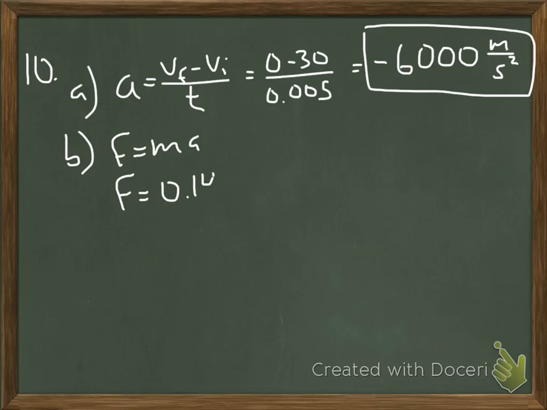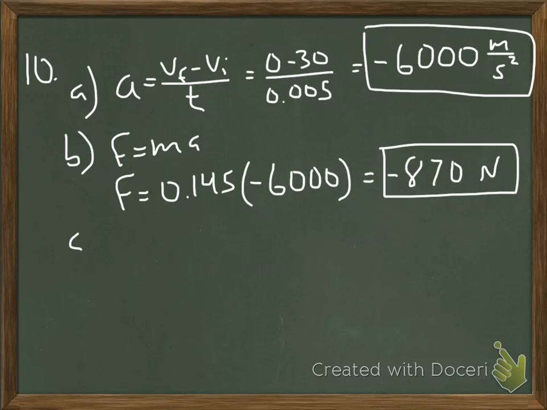Part B, the force acting on the baseball. Well, I have my acceleration, and I have the mass given in the problem, F equals ma. Plug those in, and I can find the force on the baseball. The reason I use a negative value here is because we had a negative acceleration in part A, because the baseball is slowing down. So my force would also be negative.